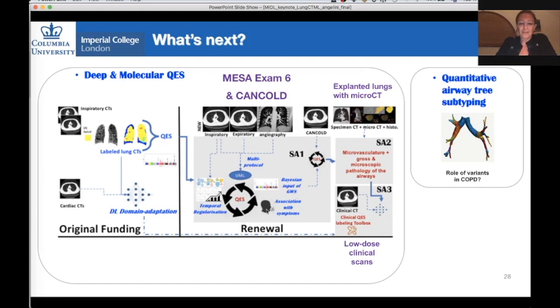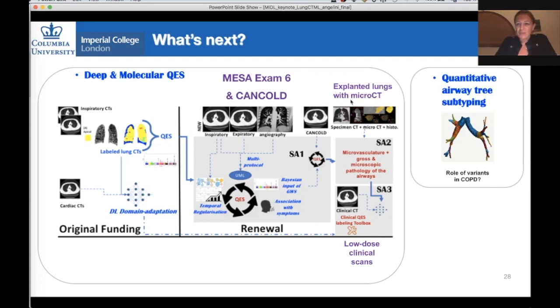And this is all, again, still evaluated via association with clinical symptoms. The second nice thing that we are moving toward is to use a new cohort called CanCohort, coming from Canada, as a replication cohort for all our learning process.